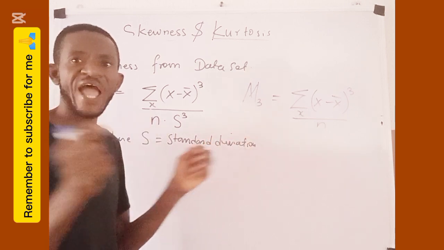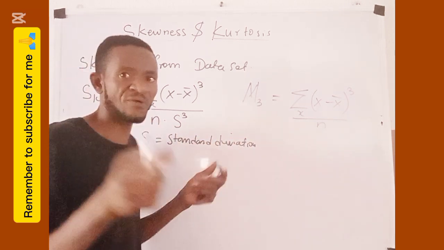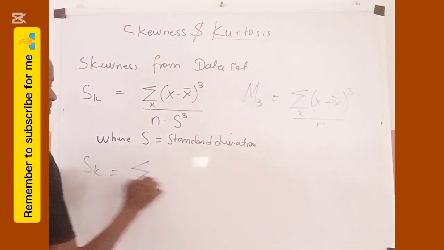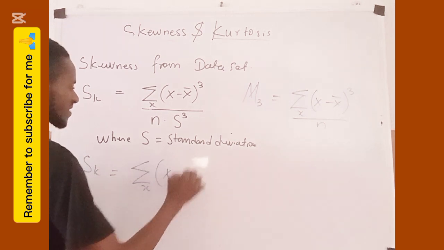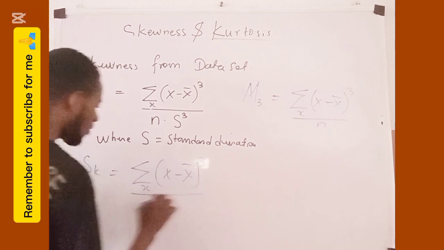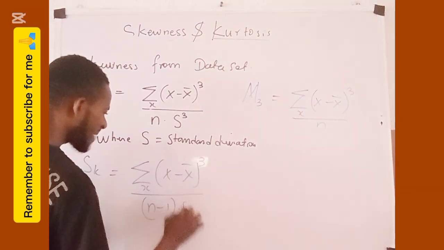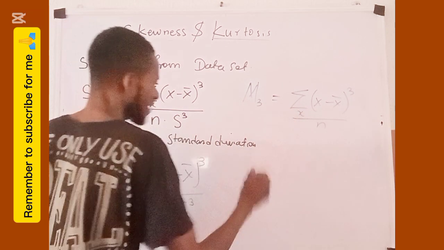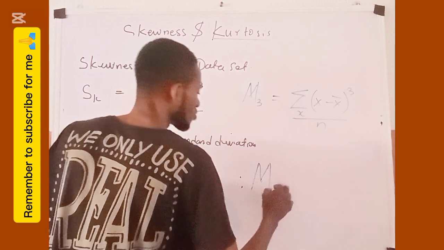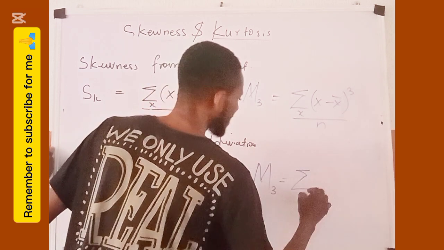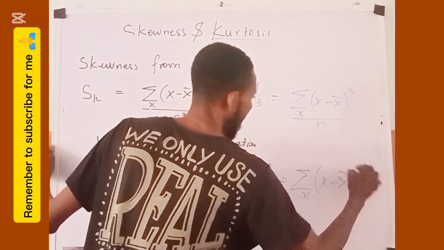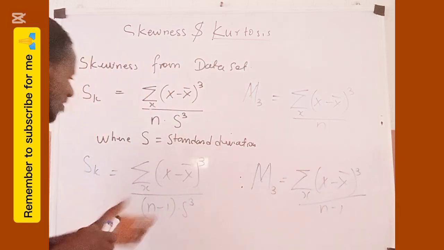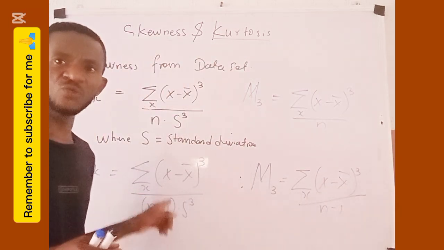What if now the observation I have is small? If we have a small observation, our formula is going to be that my s subscript k is going to be sum over the range of x, we have x minus x bar all raised to power 3 all over n minus 1 all multiplied by s raised to power 3. And in that case, my third moment m subscript 3 is given as sum over the range of x minus x bar all raised to power 3 all over n minus 1.